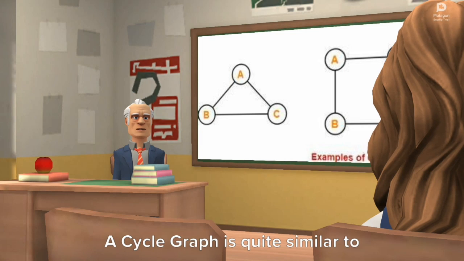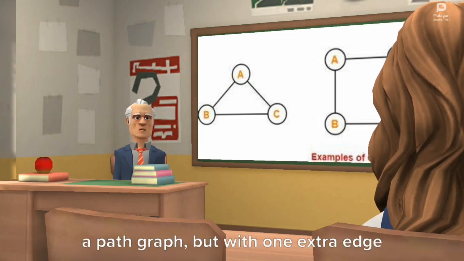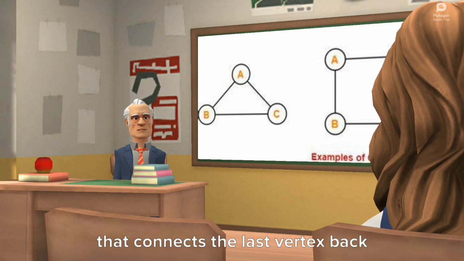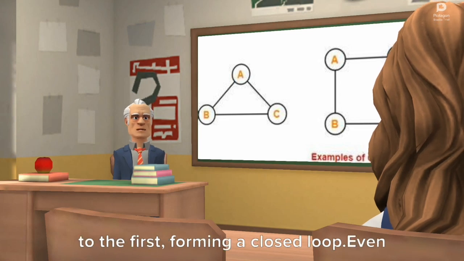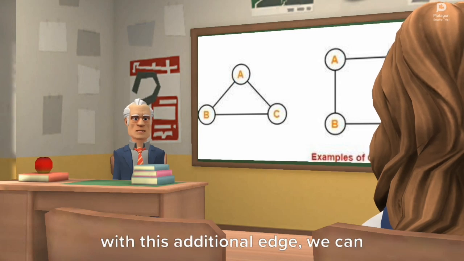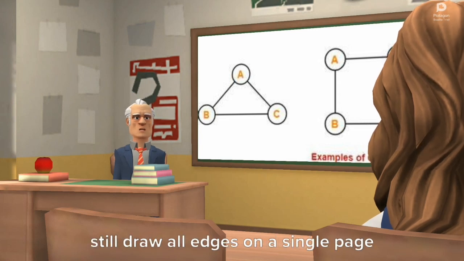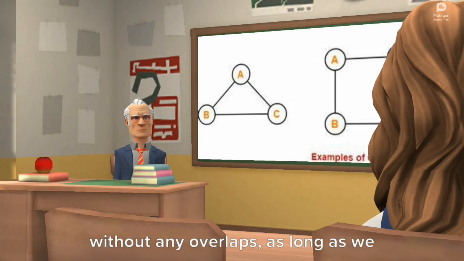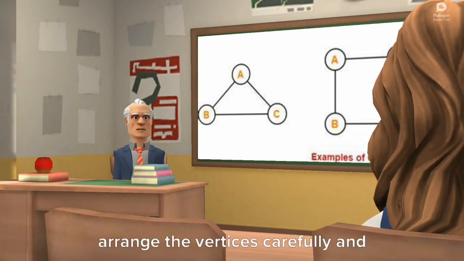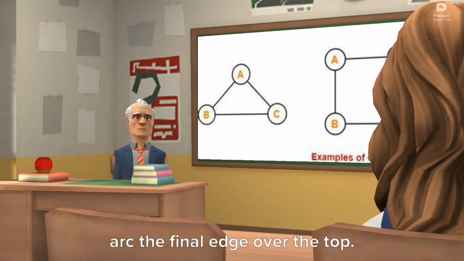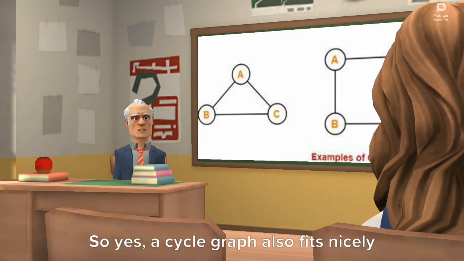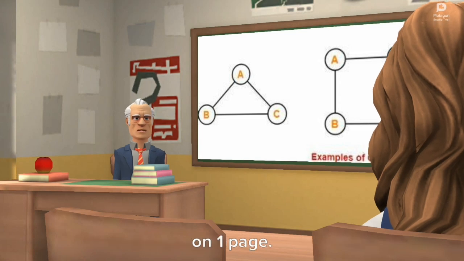A cycle graph is quite similar to a path graph, but with one extra edge that connects the last vertex back to the first, forming a closed loop. Even with this additional edge, we can still draw all edges on a single page without any overlaps, as long as we arrange the vertices carefully and arc the final edge over the top. So yes, a cycle graph also fits nicely on one page.